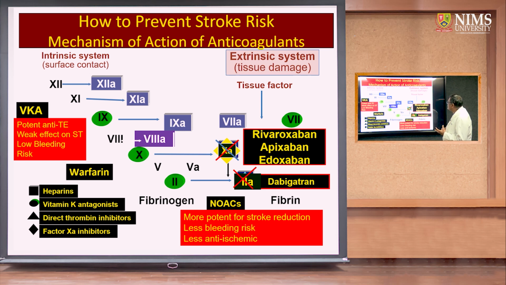Factor 9 inhibitors are vitamin K antagonists, and then heparin actually acts at many levels. Heparin can act at 9, it can also act at 10, and it can also act at 2. So heparins can act at multiple levels. So, heparin and low molecular weight heparin are active at multiple levels, but these other agents are effective at different levels.